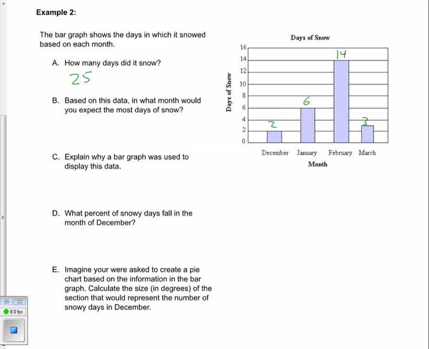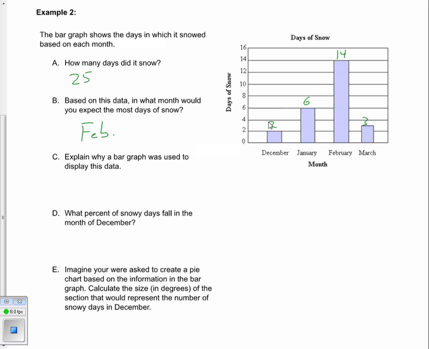Based on the data, in what month would you expect the most number of snow days for part B? If I look at this bar chart, clearly February has significantly more snow days, so perhaps on average, February has more. So I would expect that the most number of snow days that I would get next year would probably be in February.